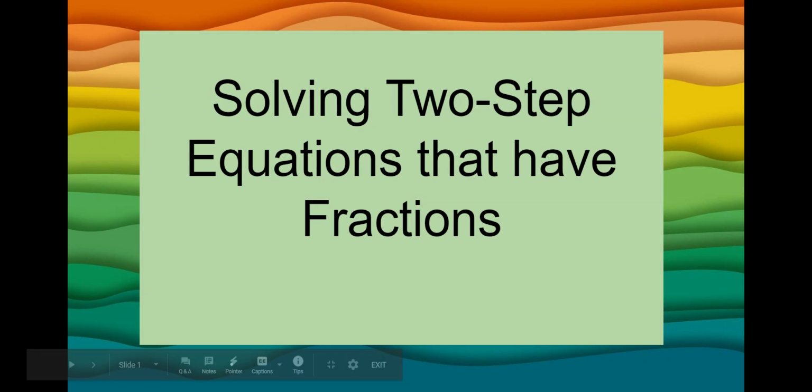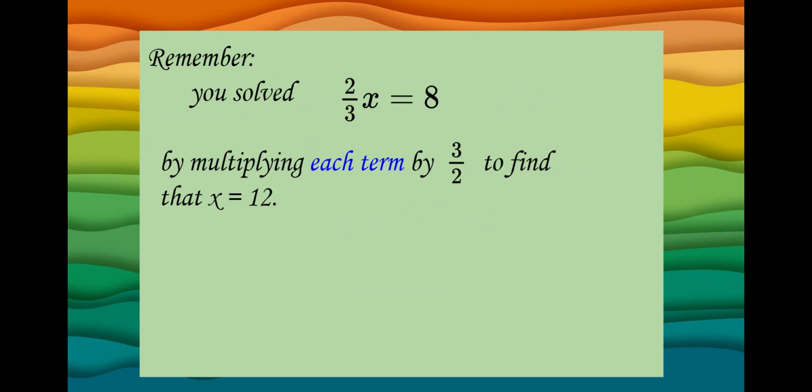Solving two-step equations that have fractions. You solve 2/3 x is equal to 8 by dividing each term by 2/3, which is the same as multiplying each term by 3/2, and you found that x is equal to 12.